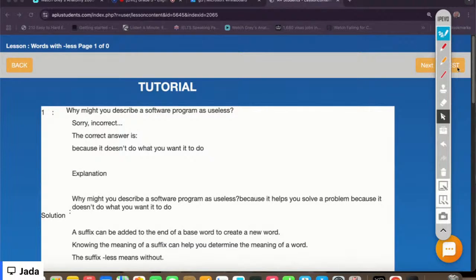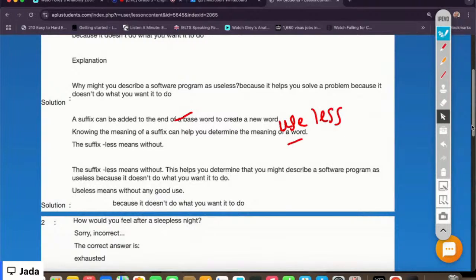We have the first here, which says, why might you describe a software program as useless? Use is a base word, and then you add less. So what does useless mean? It means what? Because it doesn't do what you want it to do. Once something is useless, it is not important, without use, not necessary.